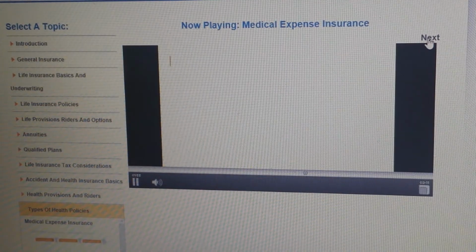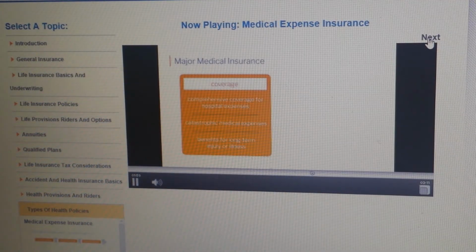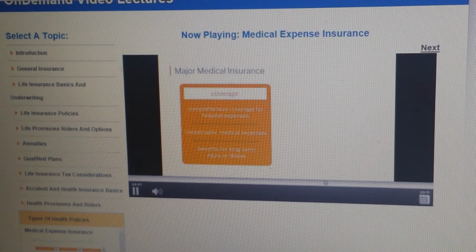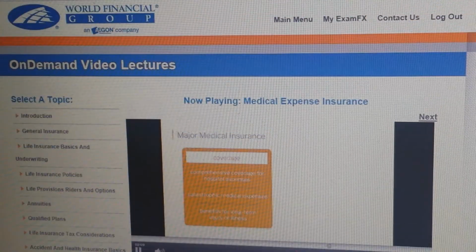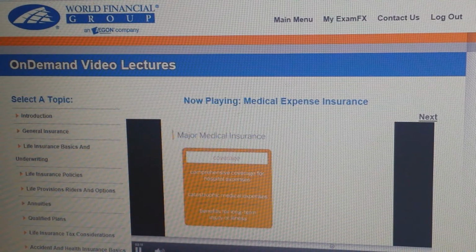Major medical insurance. The coverages that major medical insurance provided were comprehensive coverage for hospital expenses, catastrophic medical expenses, and benefits for long-term injury or illness. This is really the first time that you saw long-term illness and injury taken into consideration on any type of health product.